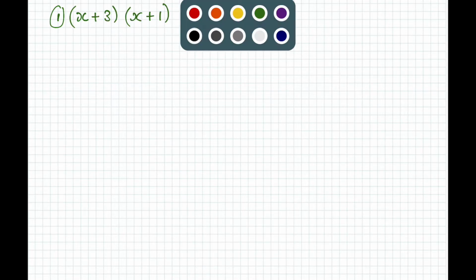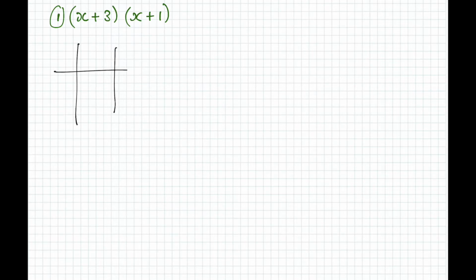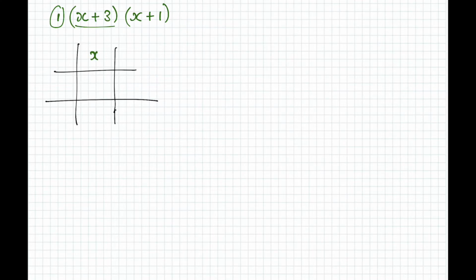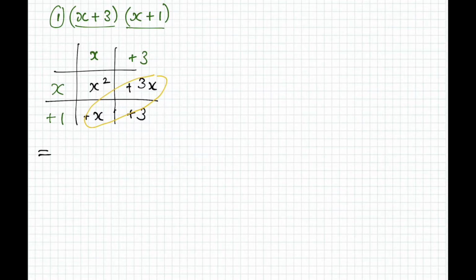So question number 1, we have x plus 3, x plus 1. First step, as always, is to draw our grid. Once we've drawn our grid, we want to put the brackets into the grid. So we've got x plus 3, x plus 1. Then we multiply out: x squared plus 3x plus x plus 3. And then we simplify. Again, remembering these two terms can be simplified together. So we're going to have x squared plus 4x plus 3. That is number 1.